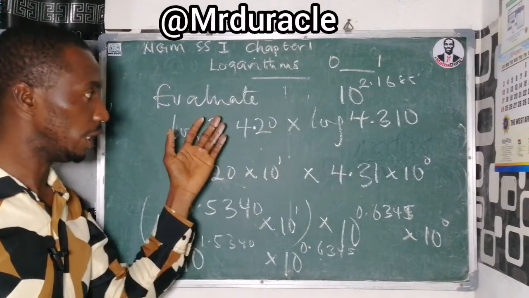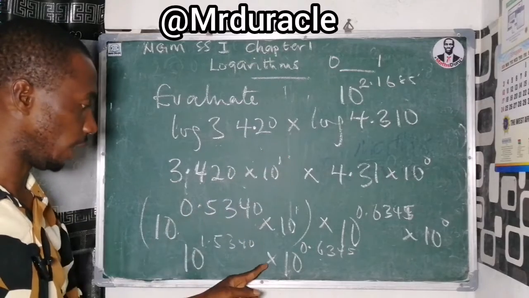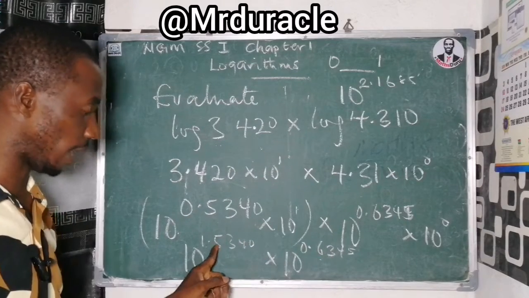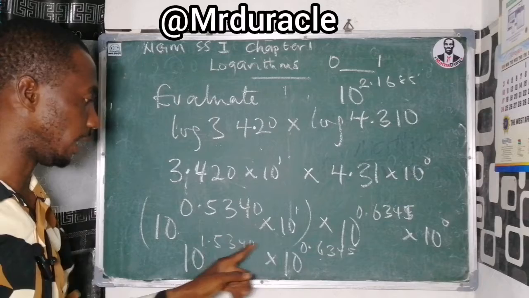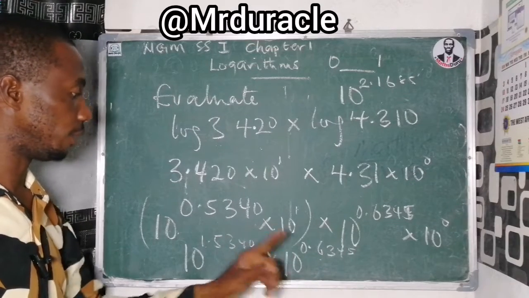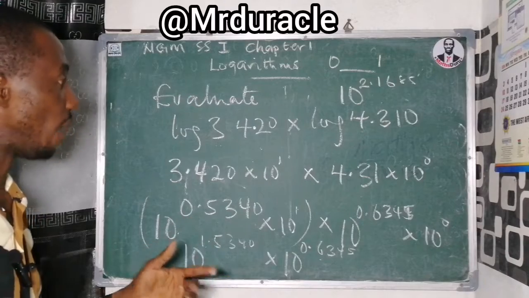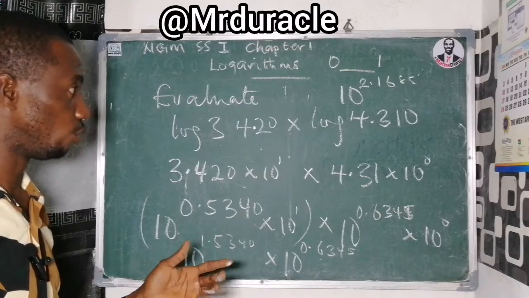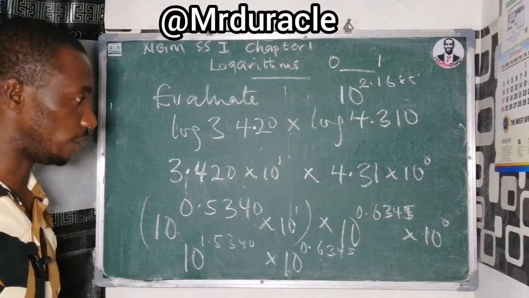The same thing is applicable when you are dividing, because when you're dividing, you subtract the indices. We'll solve problems and we're going to see that we subtract the index like we added when we were multiplying. The same thing is applicable when you have it in square root or in cube root. You just multiply it directly and you get your answer.